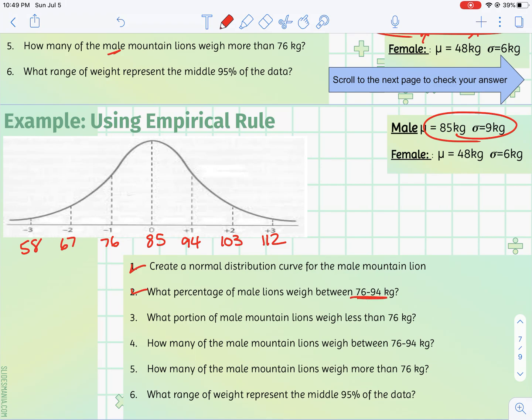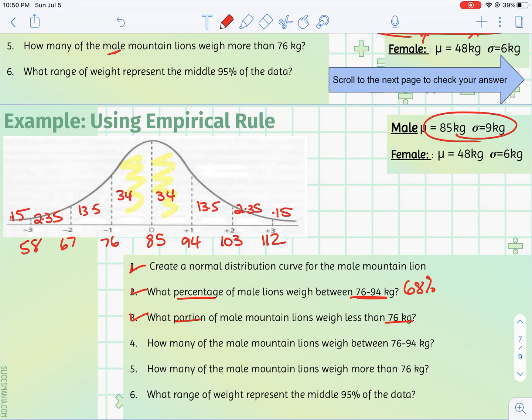The next thing I'm going to do is they want us to figure out the percentage of male lions that weigh between 76 and 94. So I'm going to go ahead and put my empirical rule on here. And now I'm going to answer the question. So I want 76 to 94, so I'm looking right there in the middle. So 1 standard deviation on either side, that's 68%.